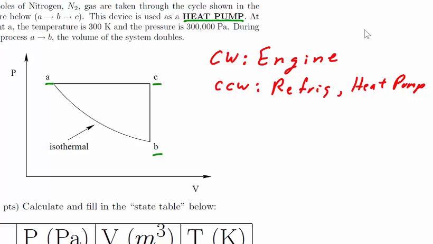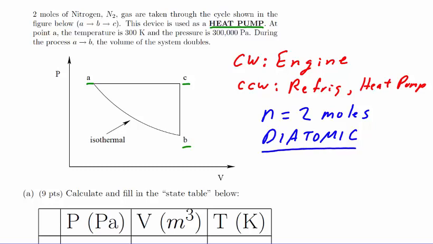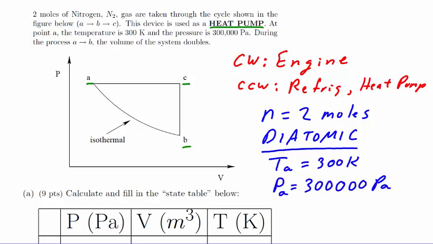Let's read the problem in question. We have 2 moles of nitrogen gas. Please note that nitrogen gas is diatomic, and this will make a difference when we choose C sub V and C sub P. And these 2 moles are taken through the cycle shown in the figure below, A to B to C, and finally returning to A. The device is to be used as a heat pump. At point A, the temperature is 300 Kelvin, the pressure is 300,000 pascals, and during the process A goes to B, the volume of the system doubles.